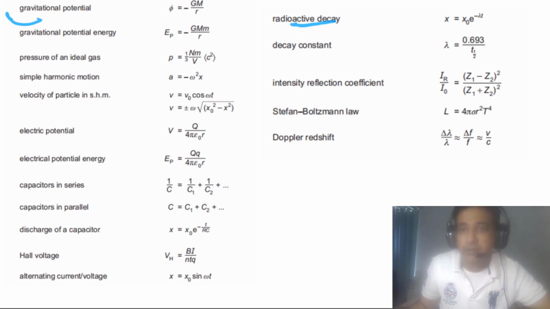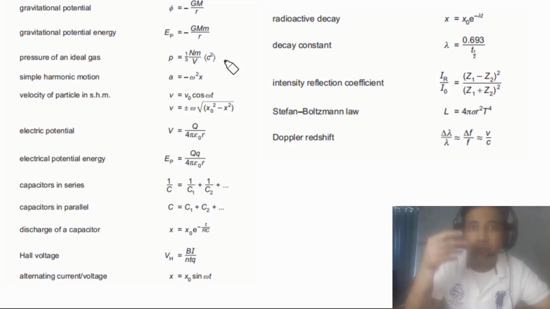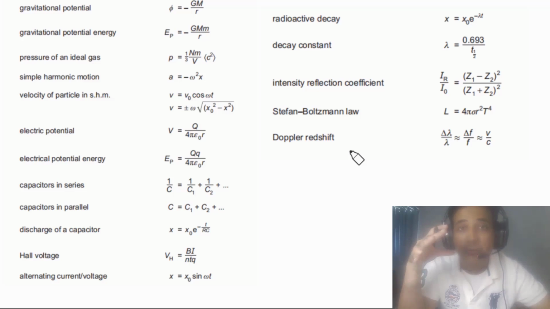On the next page, formulae for A2 physics are given to you. If you have forgotten any formula and you want to double check, you can come to this page and double check. So these are some basic formulae from A2 physics, but these are not all the formulae you need for A2 physics.